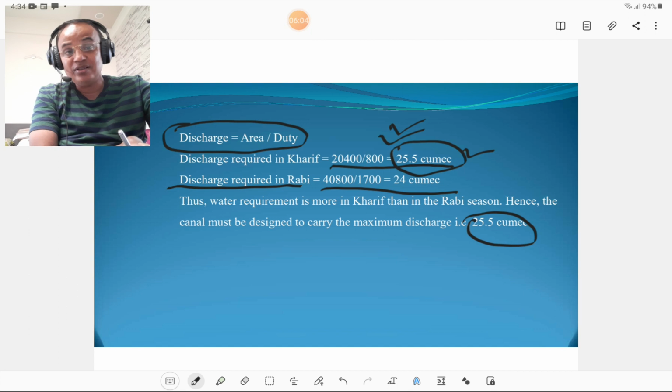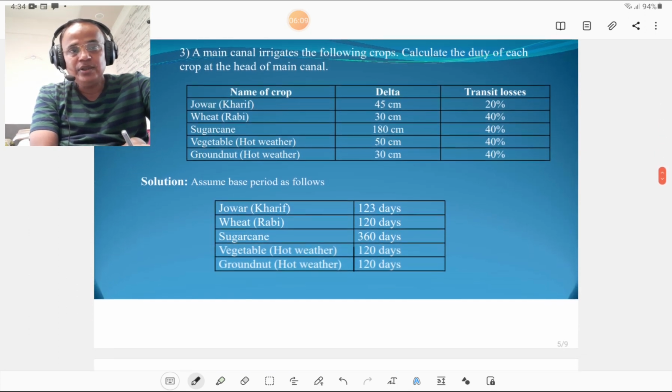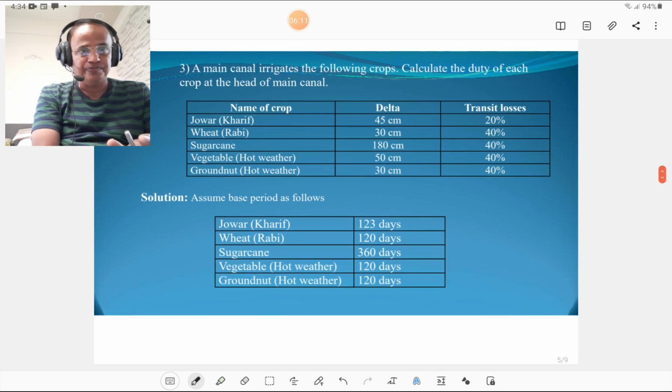So you must know these types of problems and solve them analytically also. The third problem: a main canal irrigates the following crops. Calculate the duty of each crop at the head of main canal. The crops are: jawar in Kharif season, wheat in Rabi season, sugarcane, which is perennial, then vegetable, hot weather, and groundnut, hot weather.